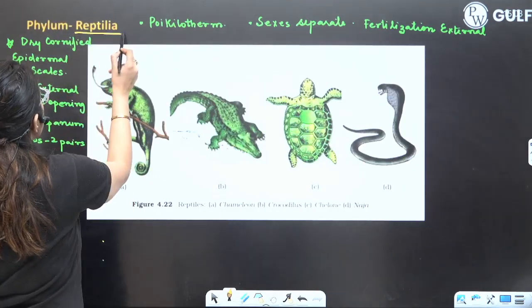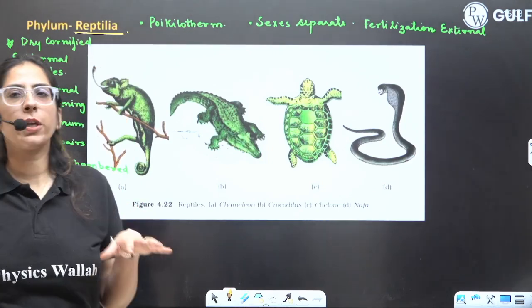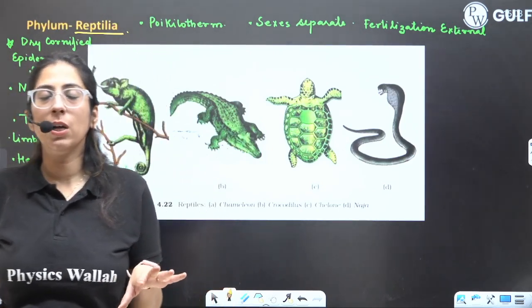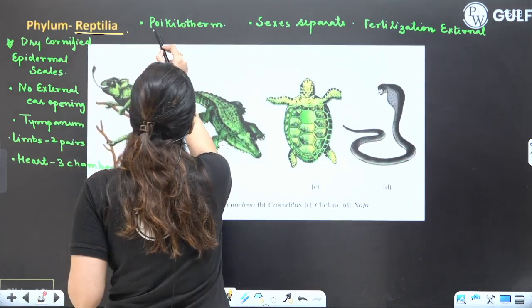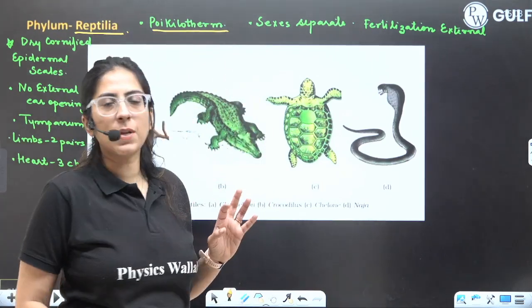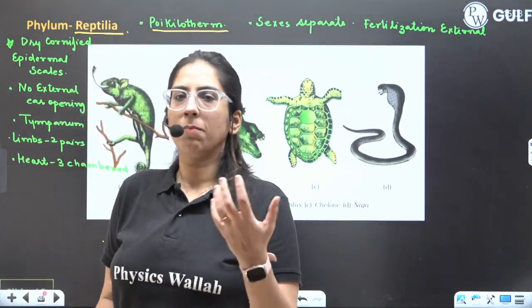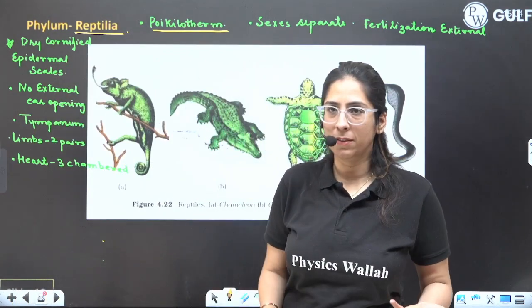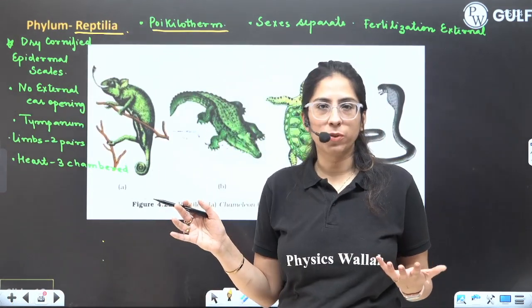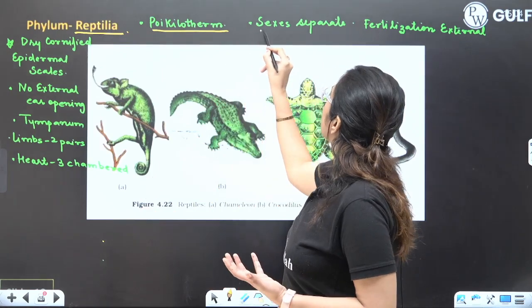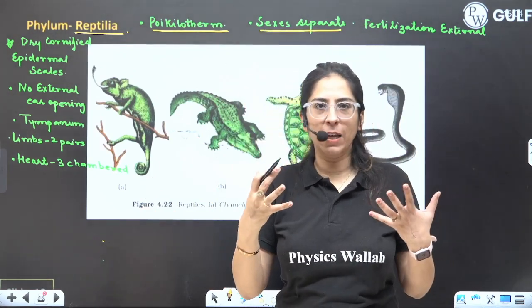Moving on to the next, reptiles. Reptiles are poikilotherms. Very creepy creatures. I personally do not like reptiles. I am scared of them. Many people love reptiles, but personally, I don't. I'm just scared of them, you can say.